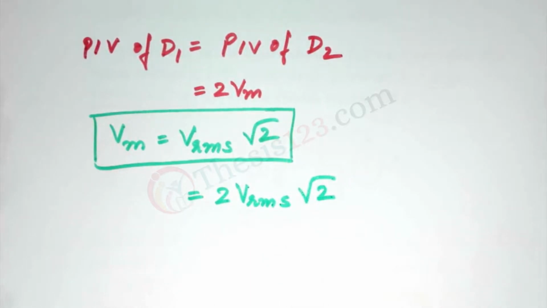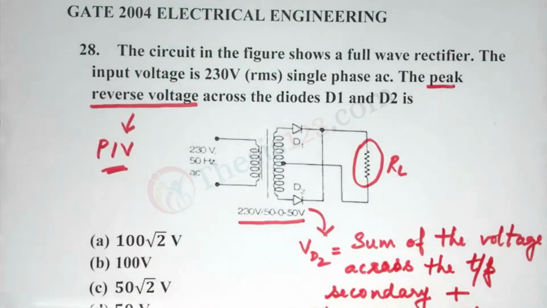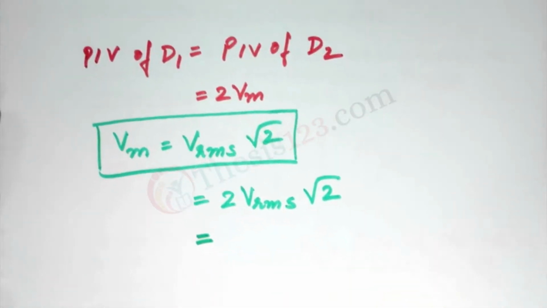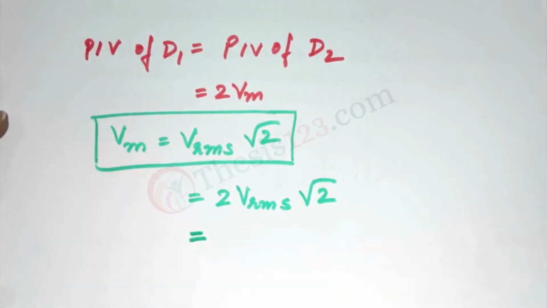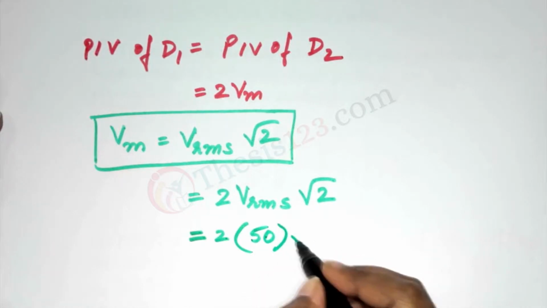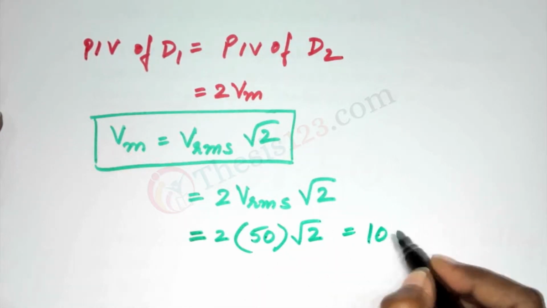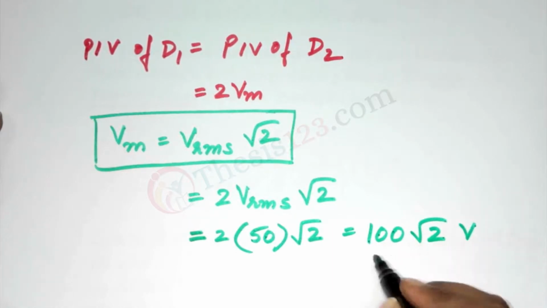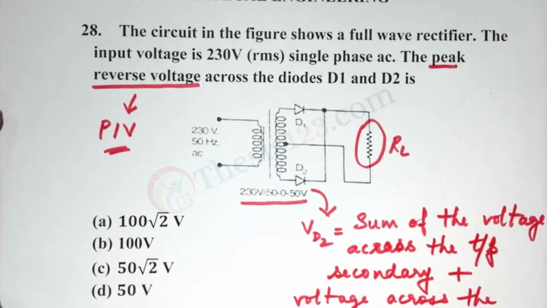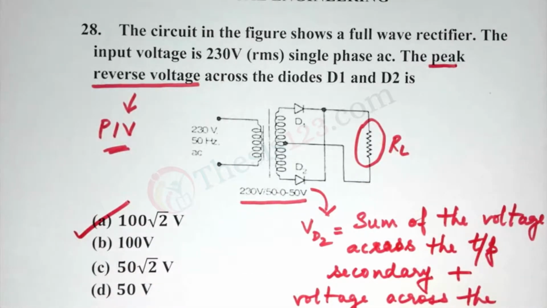Now, according to the diagram over here, notice that what is the voltage across the secondary? It is 50 volts, right? So 50 volts is the V RMS. Now let's substitute that over here. What happens? Let's see, that's 2 times 50 root 2, which is 100 root 2 volts. So the answer over here is 100 root 2 volts, and that matches with option A. So this is the solution, and I hope it has helped.